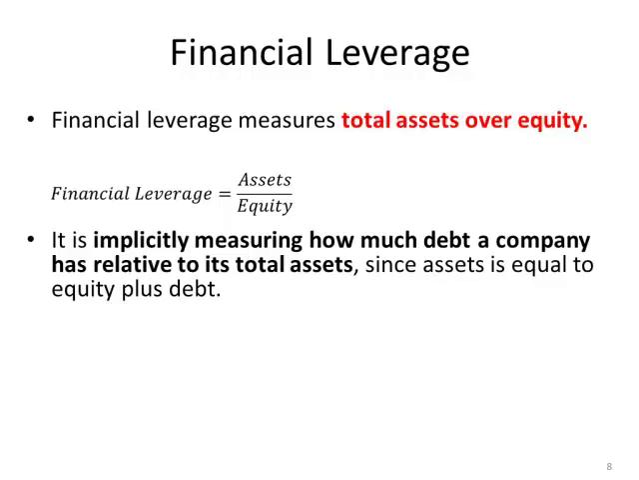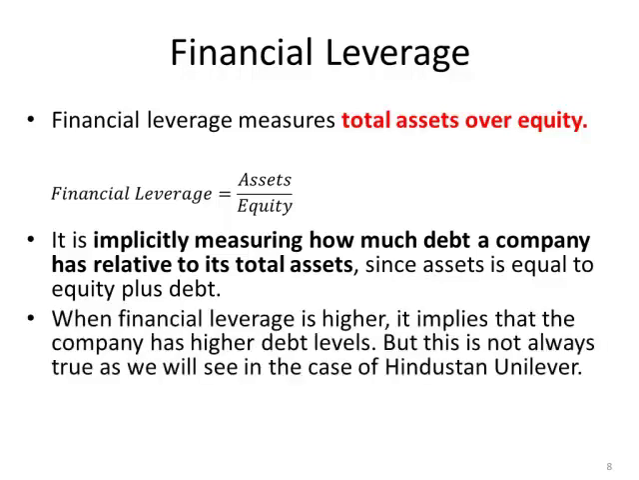So the higher this number is, it means that it has more assets relative to equity, right? So the equity is very small relative to the assets, and that would imply that there's a high amount of debt, and that means we have higher financial leverage. And vice versa, if equity is very high relative to assets, then this number will be quite small, and that means we don't have a lot of debt. So when we have higher financial leverage, it implies, as we said, that the company has higher debt levels. So that's usually the case, but not always. When we look at one of our examples, which is Hindustan Unilever, we will see that higher financial leverage does not necessarily mean that the company must have higher debt levels.